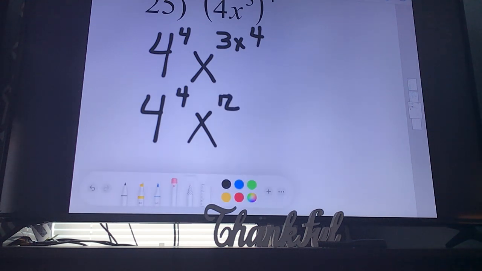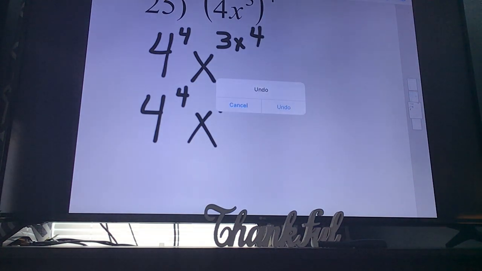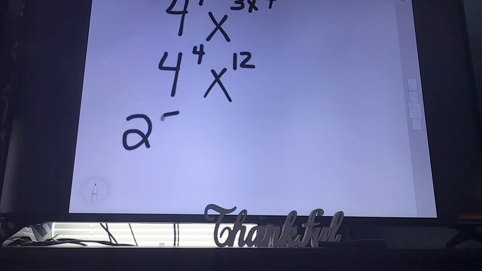Okay, and so on these ones, we need to figure out what is 4 to the 4, because we don't leave it like that. On your calculator, whether you're using a phone or a classroom one, I can't find my phone, you need to figure out what 4 to the 4th power is. Even I don't know what that is, so we're going to have 4 to the 4th is 256. Okay, so 256 x to the 12th. Do we have any negatives? Do we have any zeros? No. And so we're done.